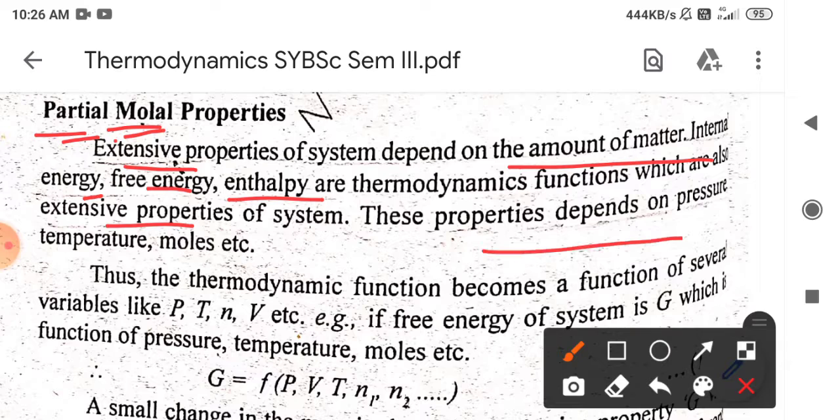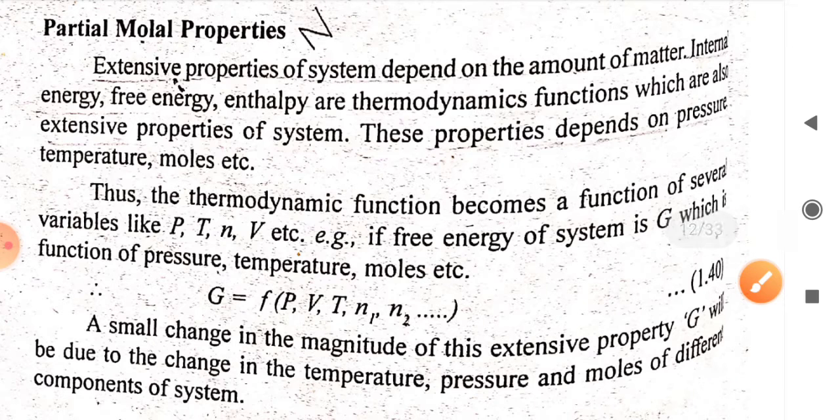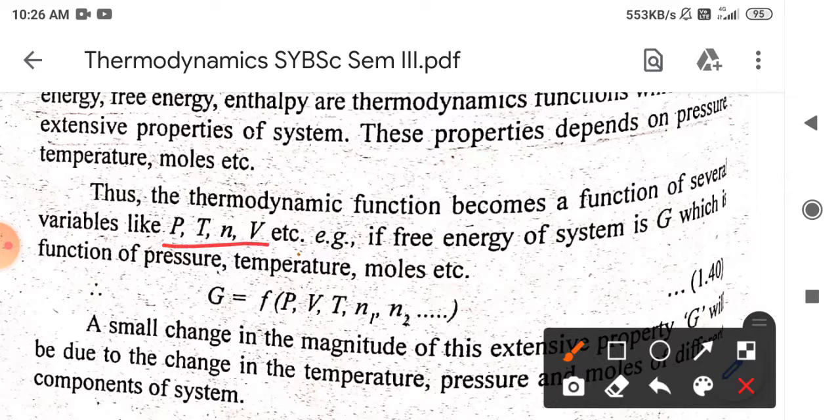So these properties depend upon pressure, temperature, number of moles, etc. These are the few parameters, the intensive properties, that is pressure, temperature, number of moles, volume, etc. They will decide the extensive properties like enthalpy, free energy, or other properties. Thus the thermodynamic functions, having variables like pressure, temperature, number of moles or volume, will give you an idea about extensive properties like the free energy of a system, which is a function of all of these parameters.